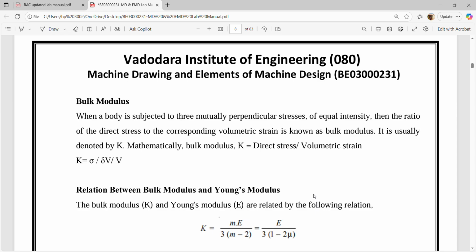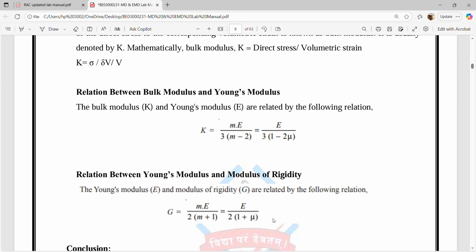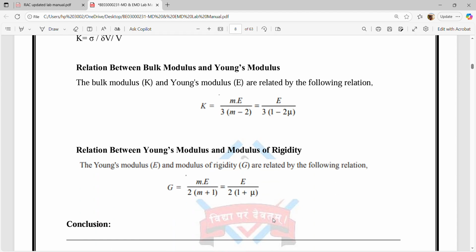Relation between bulk modulus and Young's modulus. Here we can see bulk modulus and Young's modulus are related by the following relation. This is the formula for that. Relation between Young's modulus and the modulus of rigidity. Here we can see capital G is equal to m capital E upon 2 into bracket m plus 1, which is equal to capital E upon 2 into 1 plus mu. Okay, this is the relation between these.